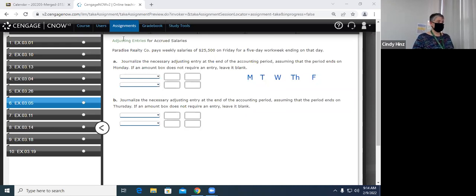So as we discussed on Monday, our employees are going to earn $25,500 on Friday, but Part A tells us to assume that the accounting period, usually what we mean by that is the month, ends on Monday.